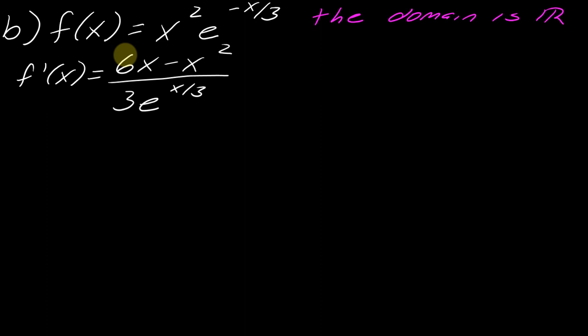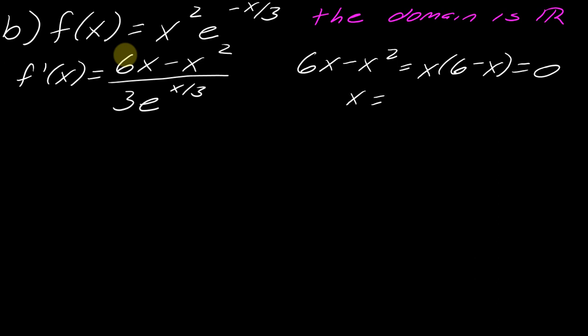So if I set the top equal to 0, I can factor this. So I've got 6x minus x squared. This is going to be x times 6 minus x. So where does this equal 0? Well, I have a critical point then at x equals 0 or at x equals 6. Those would be my two critical points in this case.